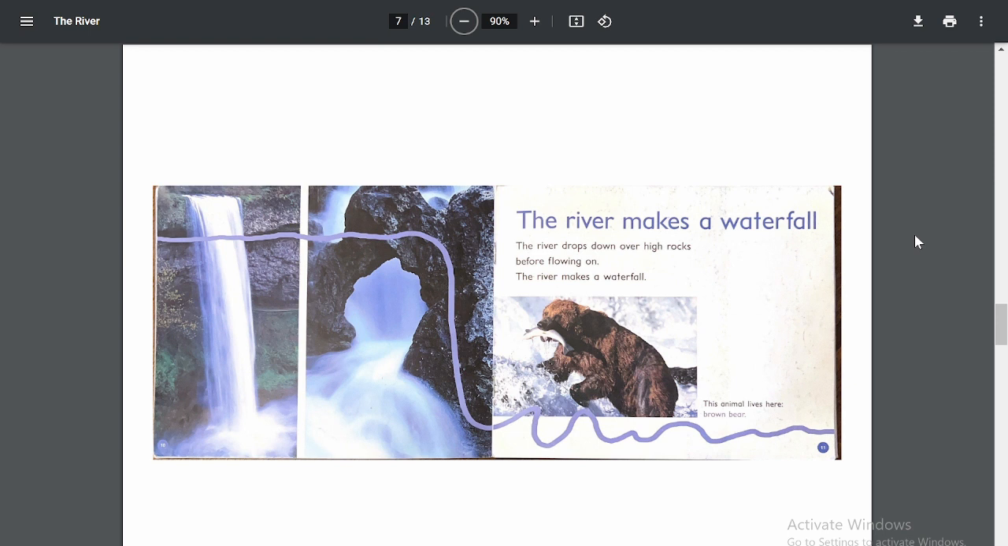The river makes a waterfall. The river drops down over high rocks before flowing on. This animal lives here, brown bear.